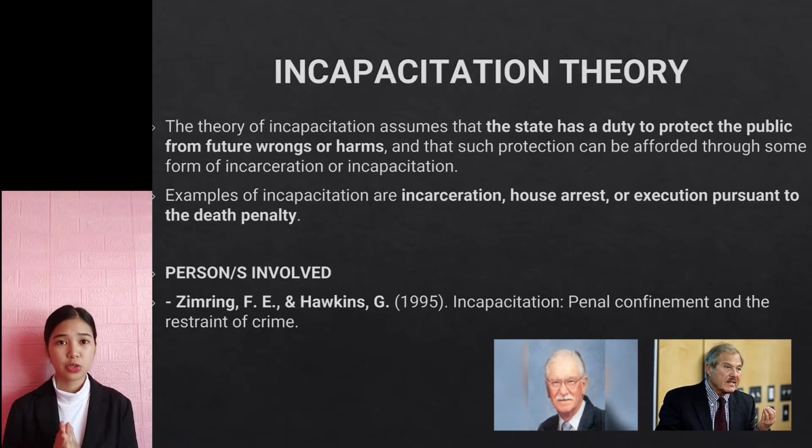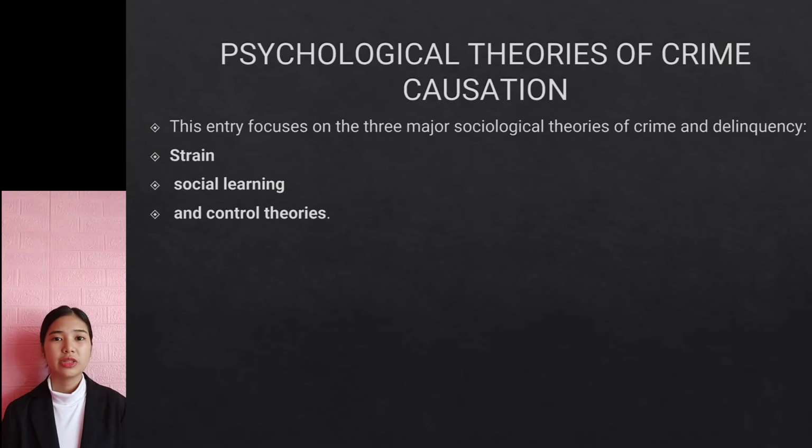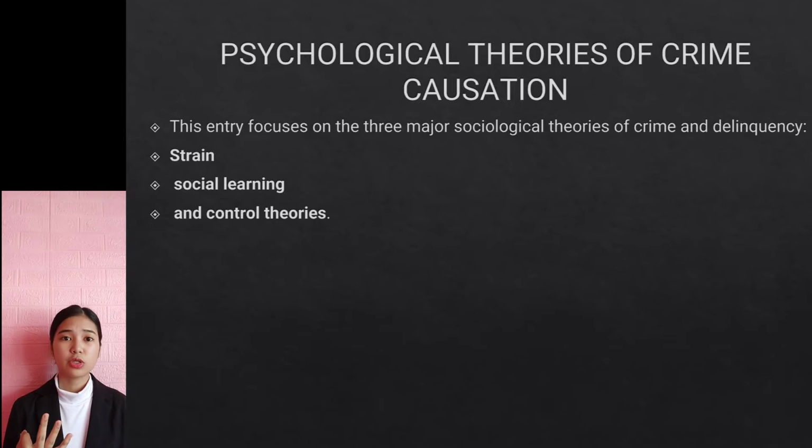So, let's proceed to the next topic, number 2, psychological theories of crime causation. This entry focuses on the three major psychological theories of crime and delinquency: strain, social learning, and control theories. Most theories assume the following. First, there are consistent individual differences in an underlying construct, such as criminal potential or antisocial personality. Second, hedonism or the pursuit of pleasure are the main motivating factors. Third, there is internal inhibition of the offending through the conscience or something similar.